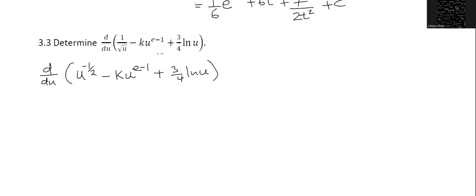Okay, so now differentiating, we have here the exponent will come down. So we have minus a half u to the power, at the top we subtract 1. And then here minus k. So k is a constant because the variable of interest is u. So this will come down. So e minus 1. At the top, you subtract 1. You have e minus 1 minus 1 is e minus 2.